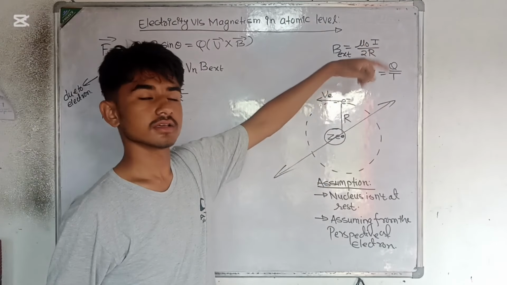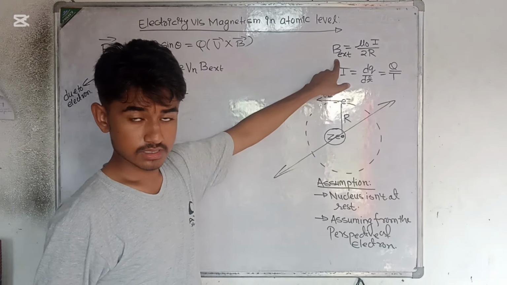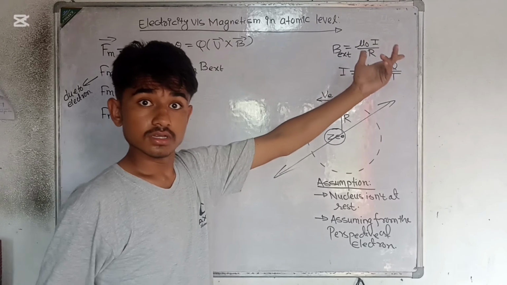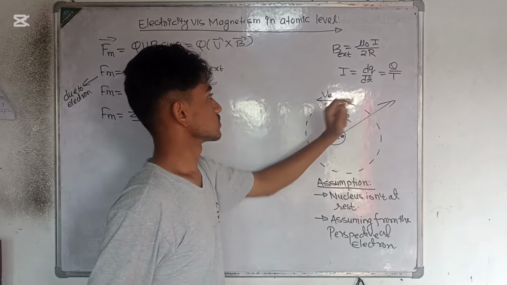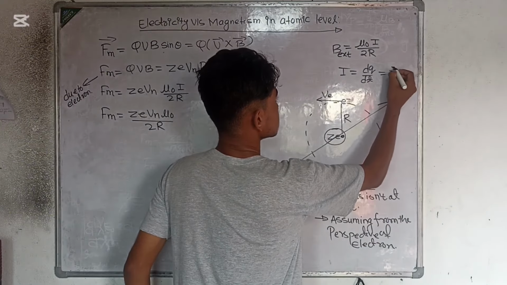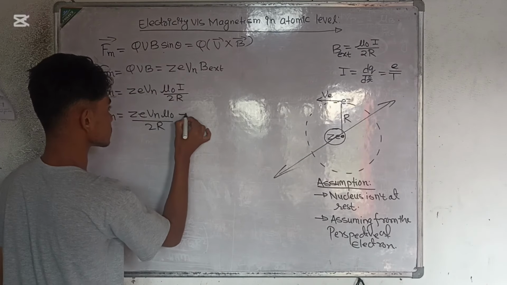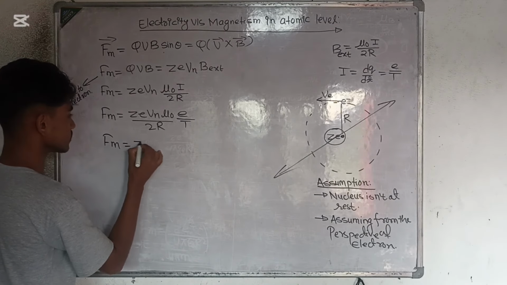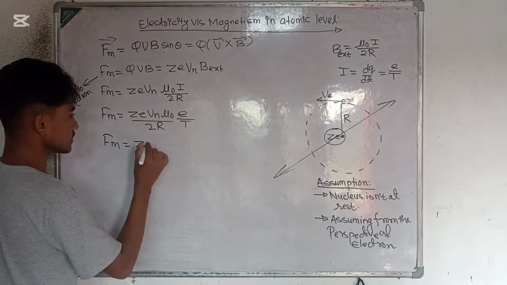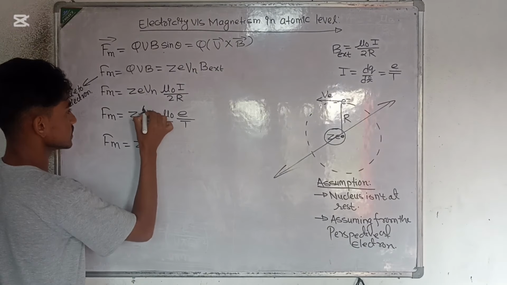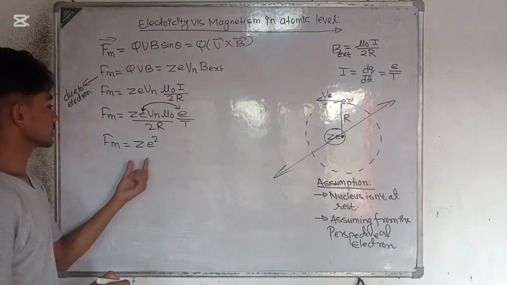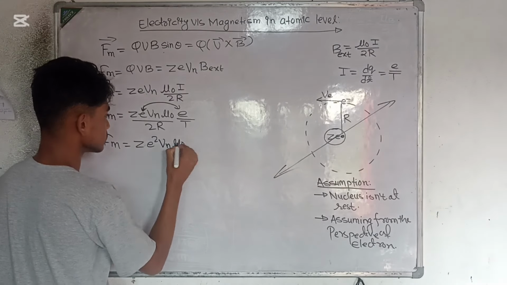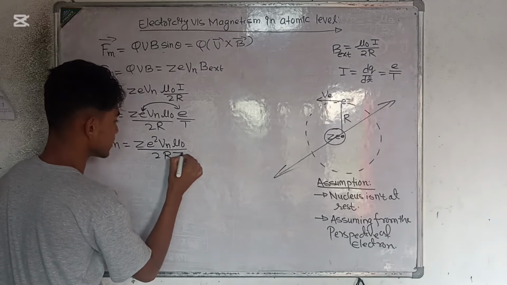So if you have learned this formula in your higher physics classes, then you understand that this current is due to this electron, and the charge on the electron can be considered as e over T. This is e over T, right? And Fm is equal to Z e square. This e and this e make it Z e square, and this is Vn mu 0 upon 2 r T.